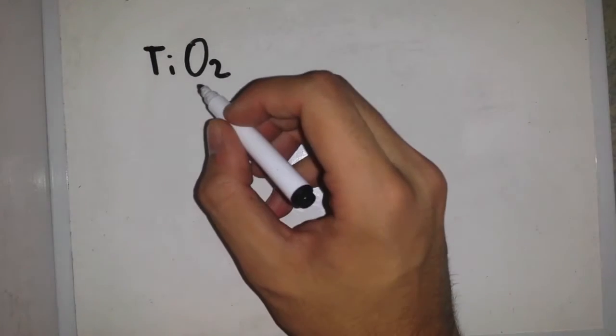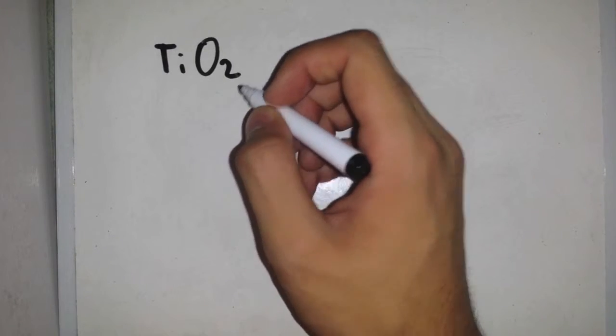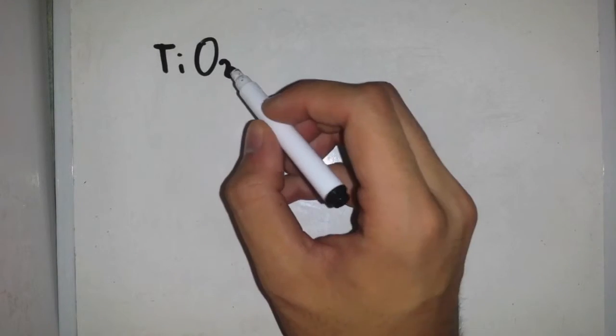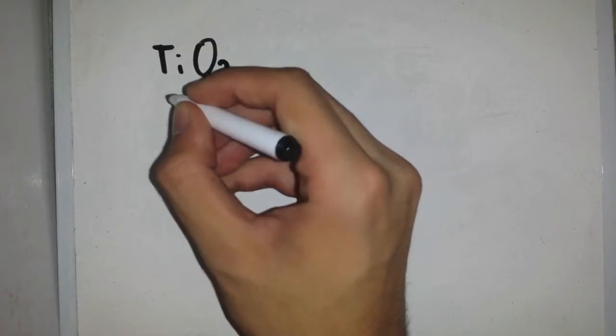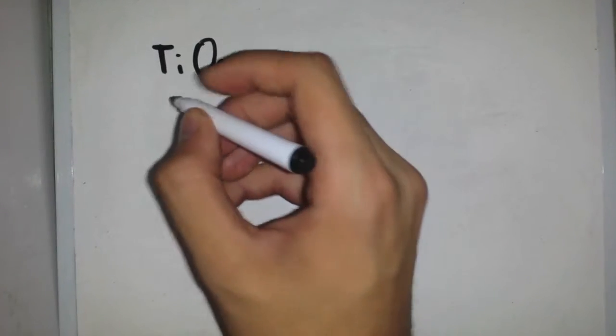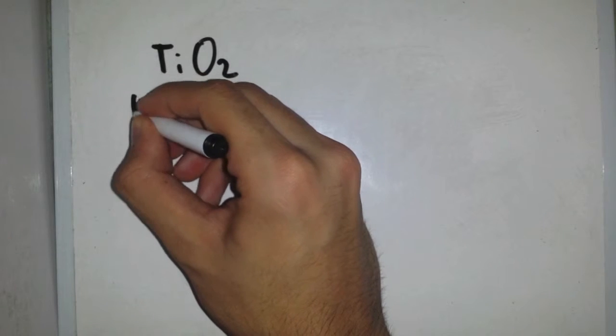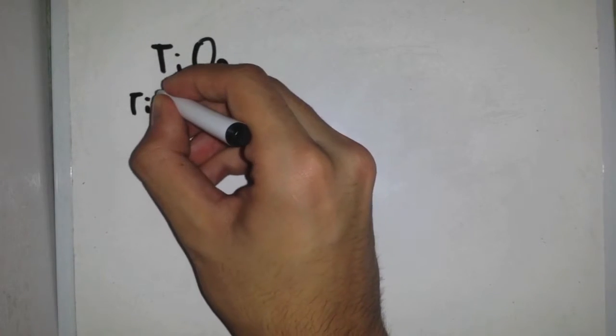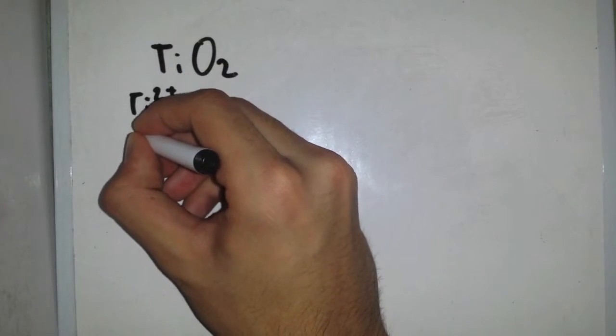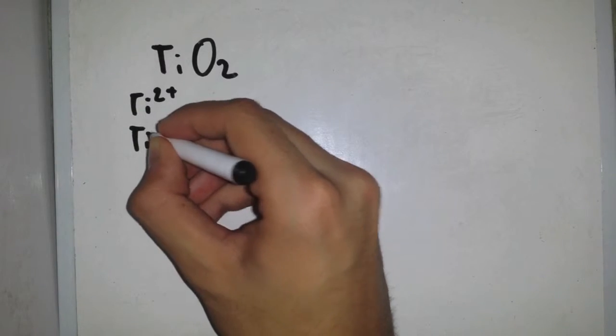a 1+ charge. So the first step is we're going to take this and separate it into two parts. So we're going to separate into the cation and the anion. So titanium being positively charged is the cation. So this has two charges, as we know. It has the charge of titanium 2+ and titanium 4+.